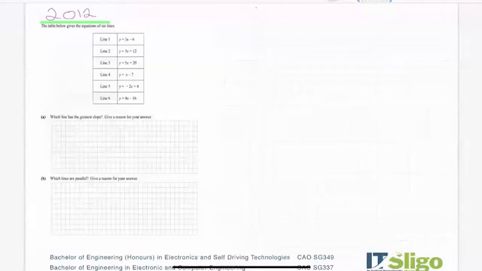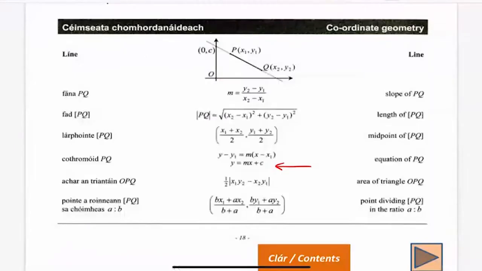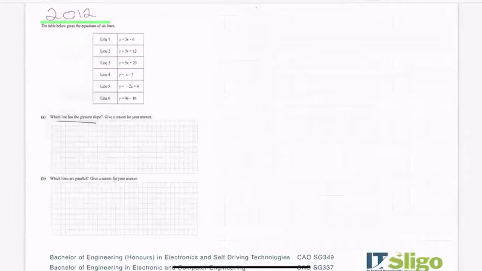Let's have a look at the 2012 question on coordinate geometry. The table below gives the equation of 6 lines and it asks you which line has the greatest slope. When you're given equations of lines, you're always using y is equal to mx plus c.